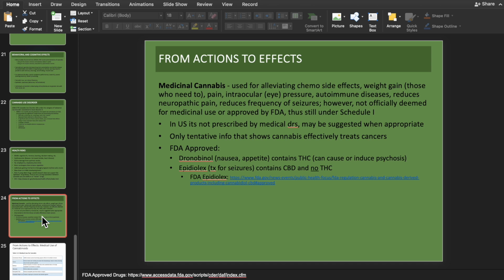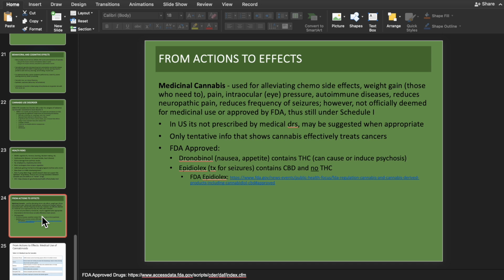Medical cannabis is used for alleviating side effects from chemo, like it helps reduce nausea and pain. It helps increase appetite for those people who need to gain weight. It helps alleviate pain. It can reduce the frequency of seizures. Do know that yes, cannabis is legal in California. It's not deemed for medical use or approved by the FDA. Even though you can go get your weed card, or I don't even know if that's still a thing, but that was legal, but it wasn't prescribed. So that's why it's still Schedule 1, because it hasn't been deemed by the FDA to have medical treatment success.